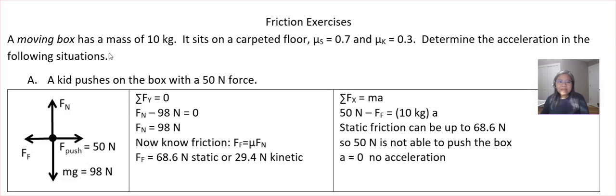A moving box has a mass of 10 kilograms. It sits on a carpeted floor where the coefficient of static friction μs is 0.7 and the coefficient of kinetic friction μk is 0.3. The question is to find the acceleration in the following situations. For part A, a kid pushes on the box with a 15 Newton force.